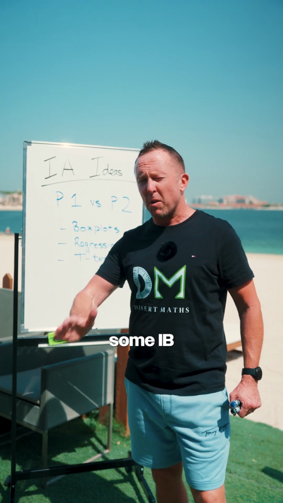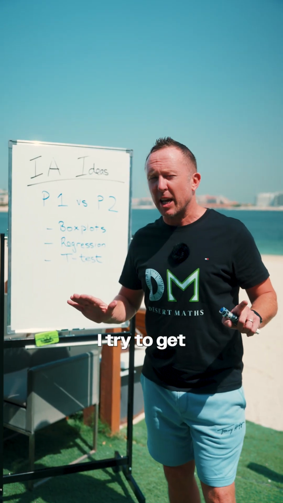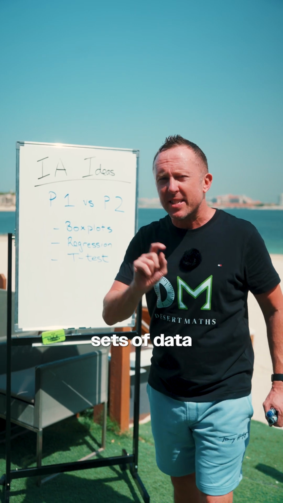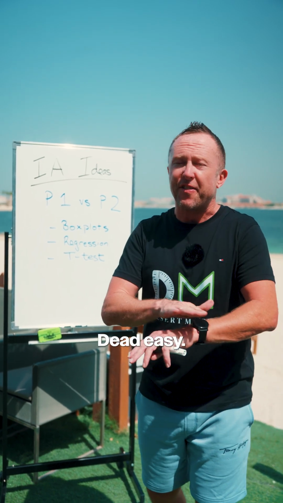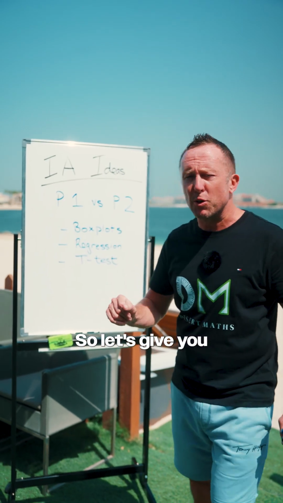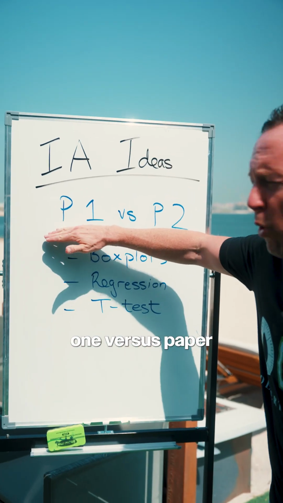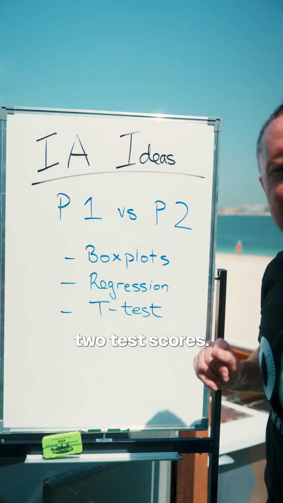I want to give you some IB IA maths ideas. What I always try to get my students to do is get two sets of data to compare. Dead easy, whether you're an AI or an AA student. So let's give you a good example here. Someone could analyze paper 1 versus paper 2 test scores.